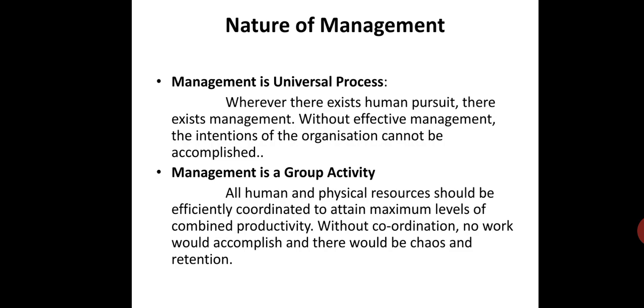Next, management is a group activity. All human and physical resources should be efficiently coordinated to attain maximum levels of combined productivity. Without coordination, no work would be accomplished, and there would be chaos and confusion. Okay. Management is a group activity means what? That many people come together and make things achieve. Let's continue with the example of the pen factory. Here it is a group activity. The first group is production of pens, the second group is the marketing team, and number 3 is the sales team. So these group activities are combined together.